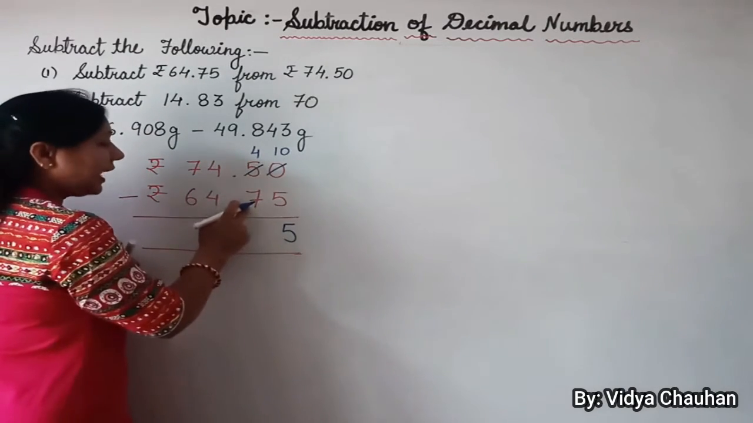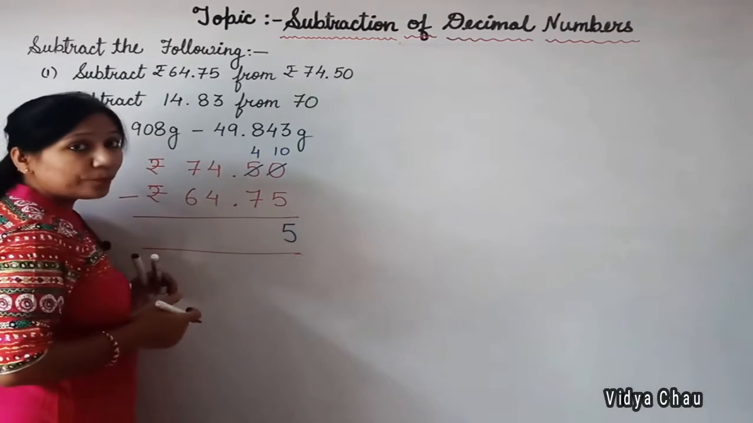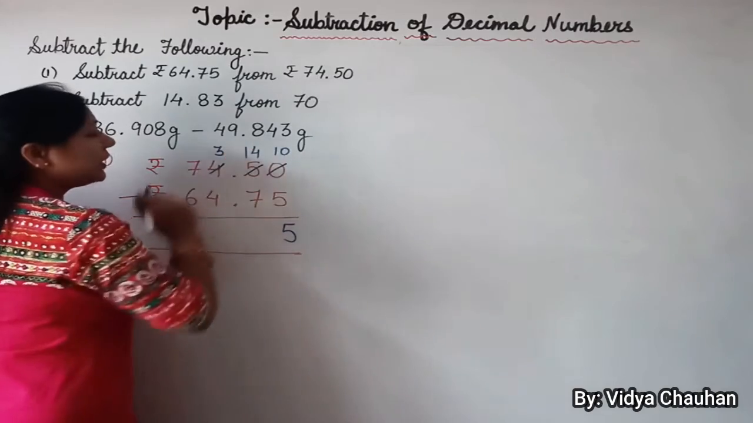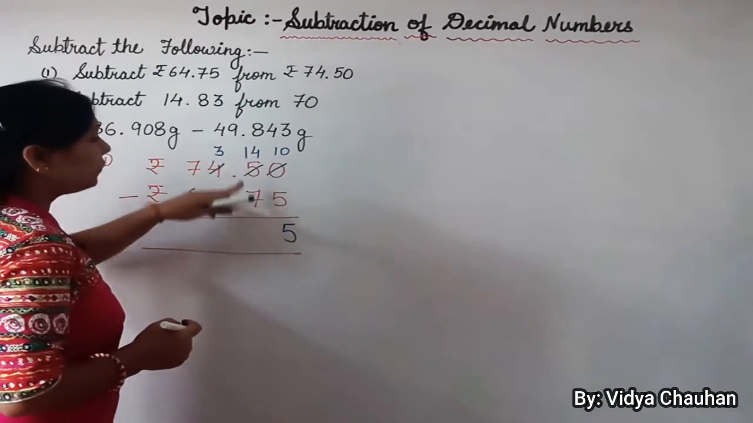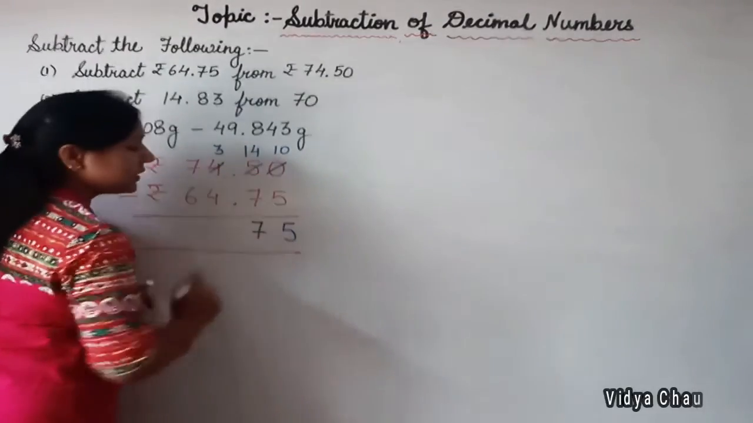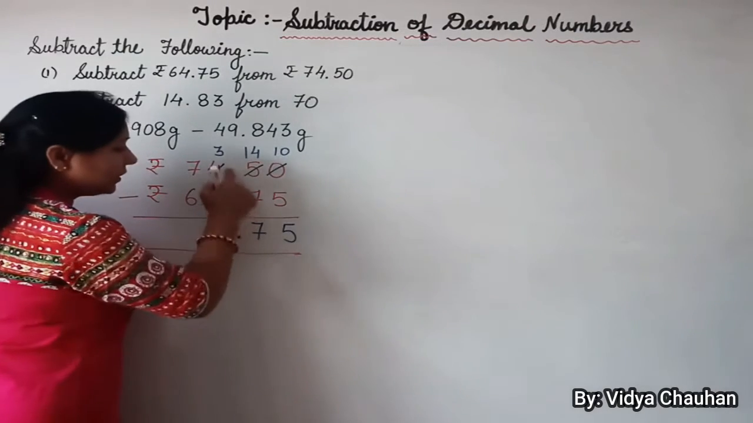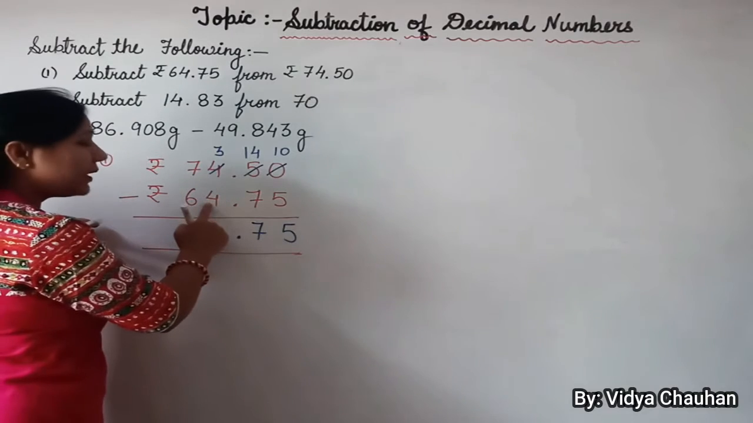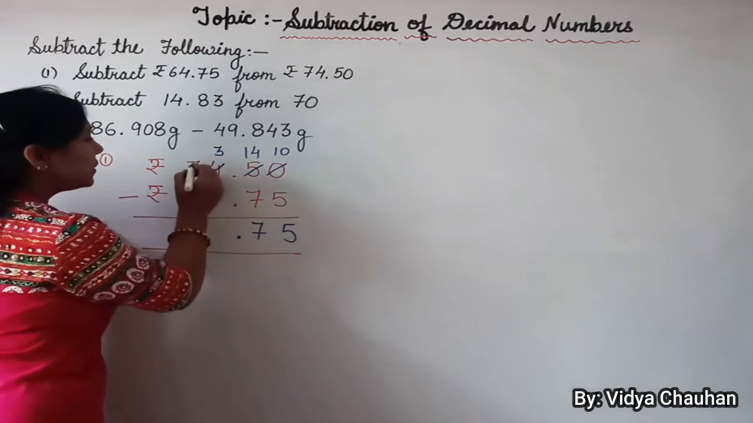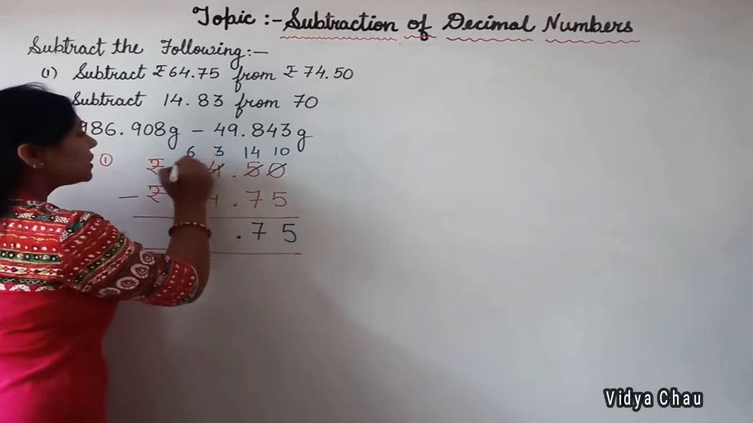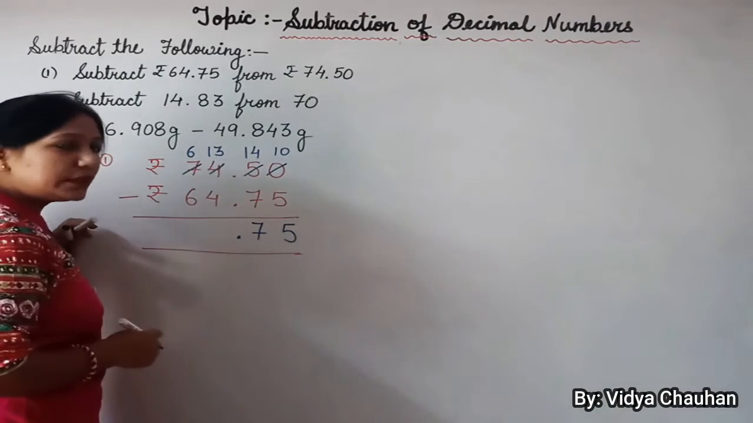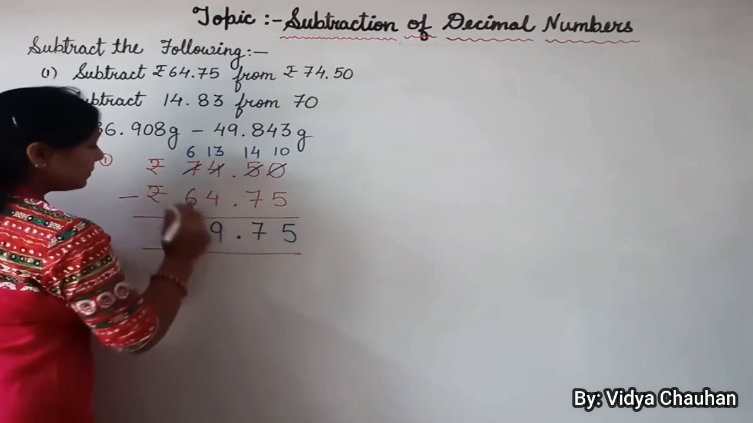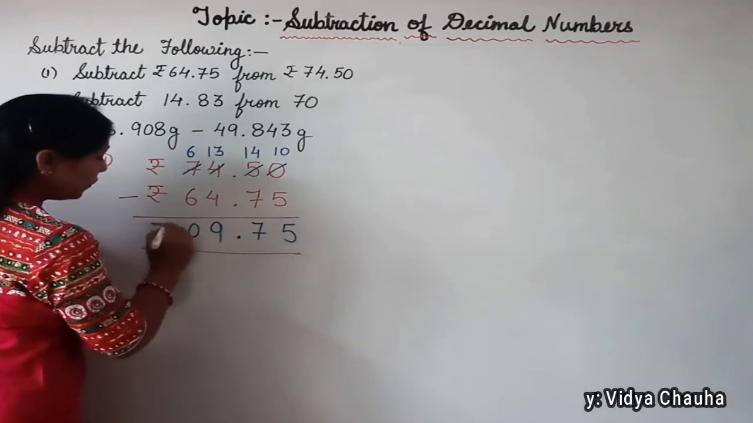Coming to the next place, can we subtract 7 from 4? No. So once again, we will take a borrow from the next value. So this will become 3 and this 4 will become 14 now. And 14 minus 7 will give us 7. Putting the decimal here, in a straight column. 3 minus 4. Once again we cannot subtract 4 from 3. So you will take a borrow from the next place value. This will become 6 and 3 will become 13. So what is 13 minus 4? 13 minus 4 is 9, and 6 minus 6 is 0 in rupees.